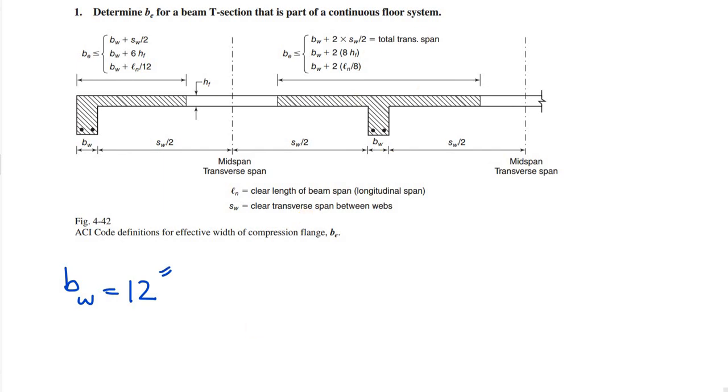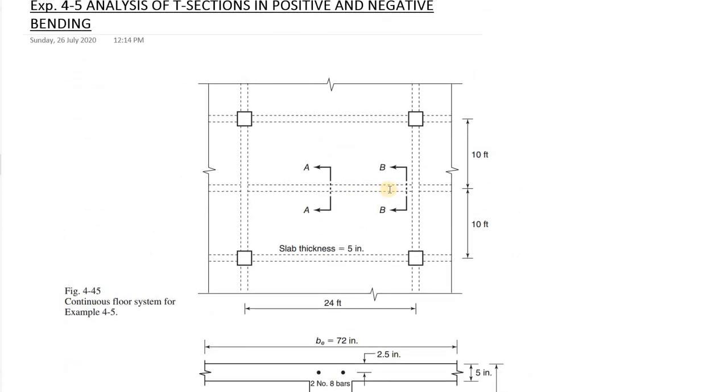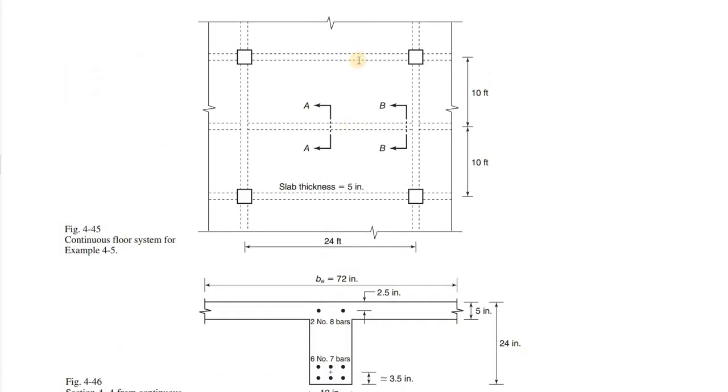What is the other parameter? The other parameter is SW, the clear transverse span between webs. This is a web and this is another web of an adjacent beam, so we need the clear distance between these two. This 10 feet is center to center, and we need to know the clear distance between these two webs, so we need the dimensions of these two beams. Let's assume this is also a 12 inch wide beam, and this is also a 12 inch wide beam. So the clear distance between these two webs would be 10 feet minus 6 inch minus 6 inch. That would make 9 feet.